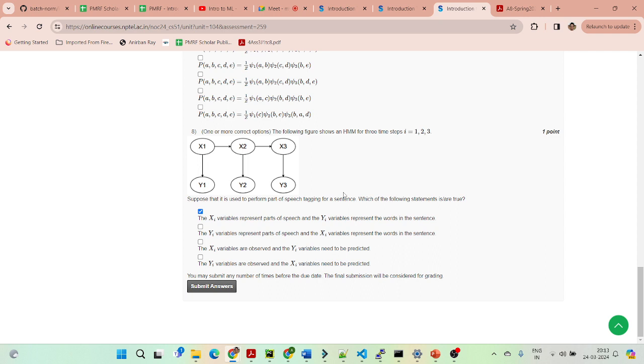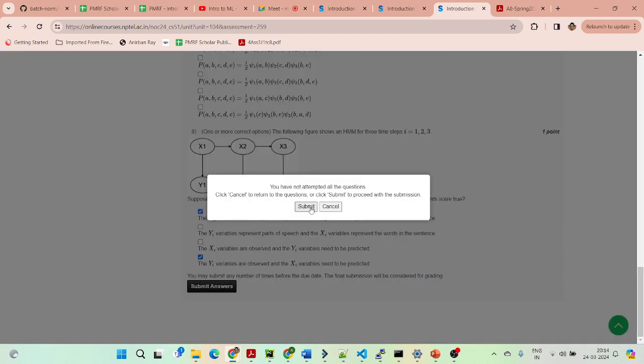Sir, the last option is also correct, sir. As you see, y values are observed and x values are predicted. So very correct actually. This is also correct. Will I get the answer now?